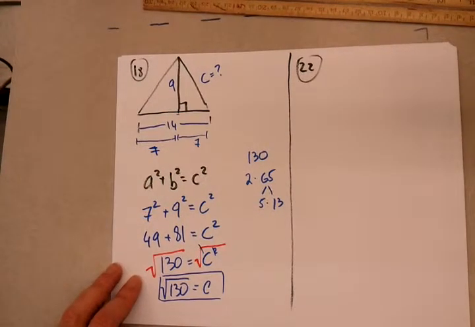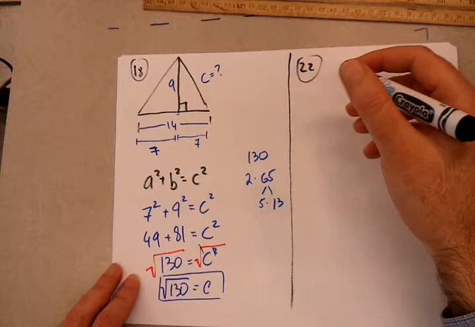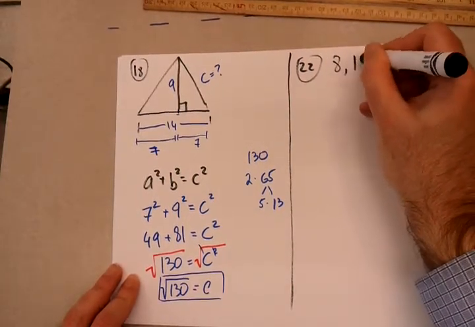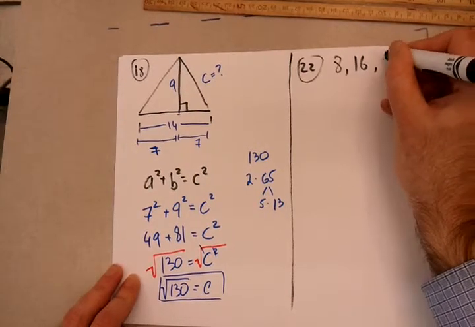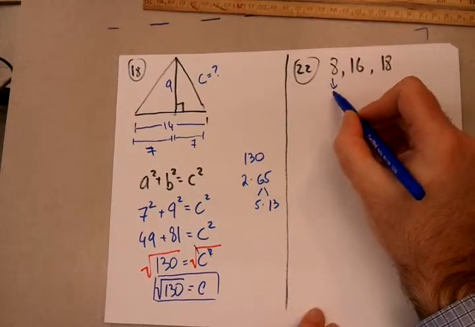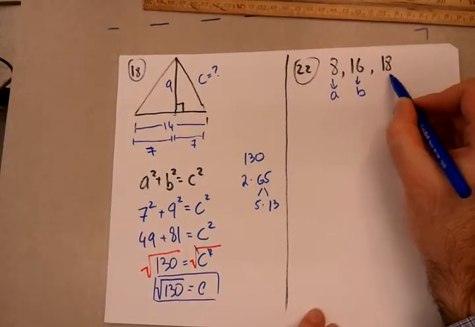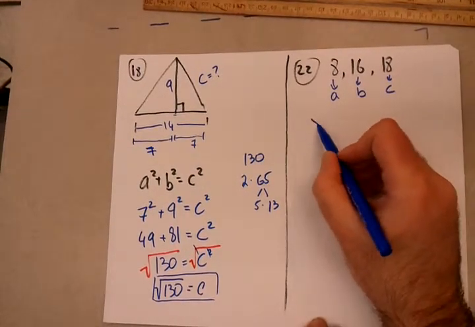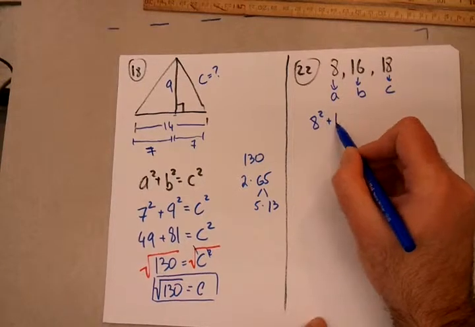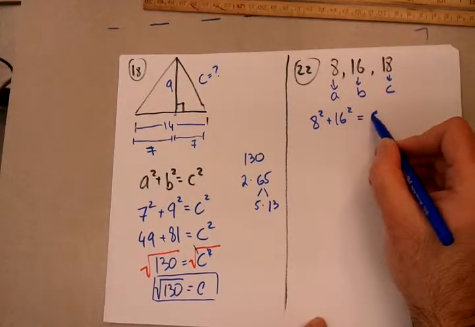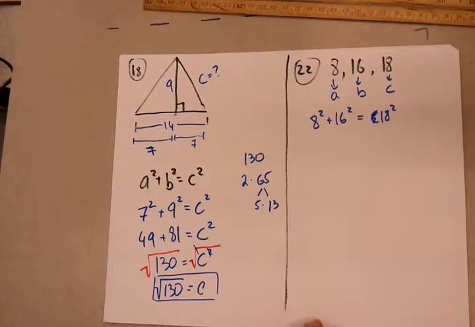Alright. This is the converse of the Pythagorean theorem. They're going to give you three sides. They're going to ask you to plug these in and see if the Pythagorean theorem works. Again, I'm going to assign the short side to a, the middle side to b, and the longest side always is c. Then I am going to plug this in. 8 squared plus 16 squared. Does it equal 18 squared? We're about to find out.